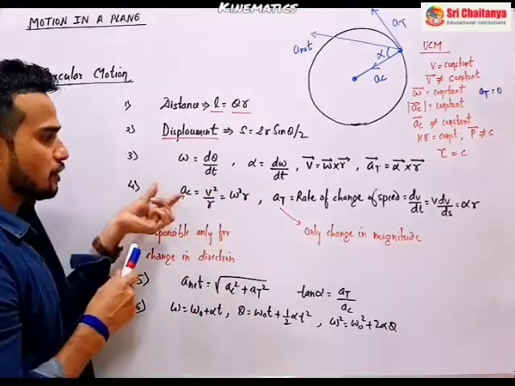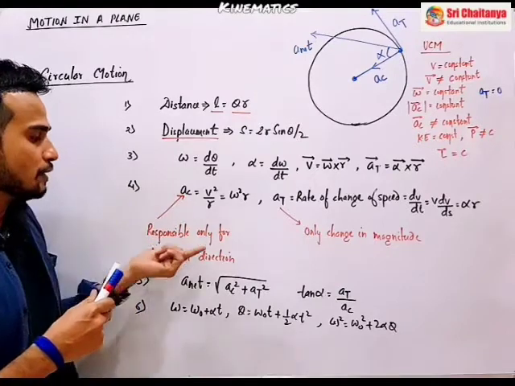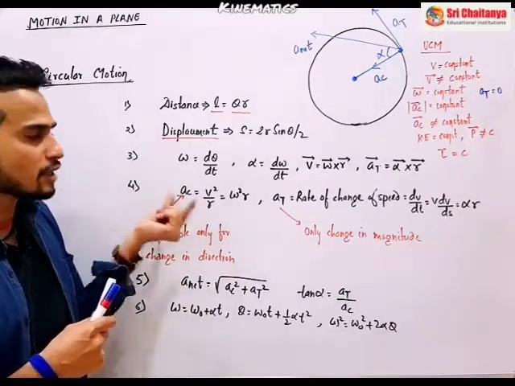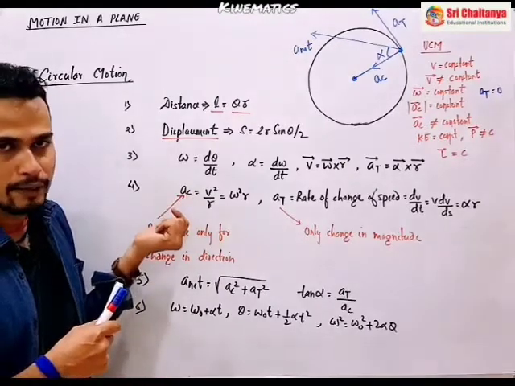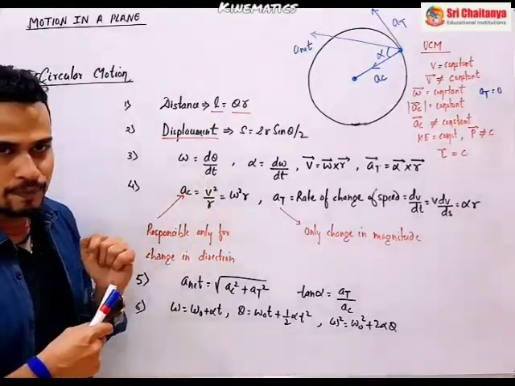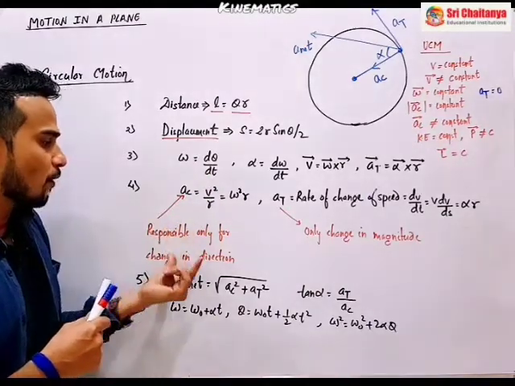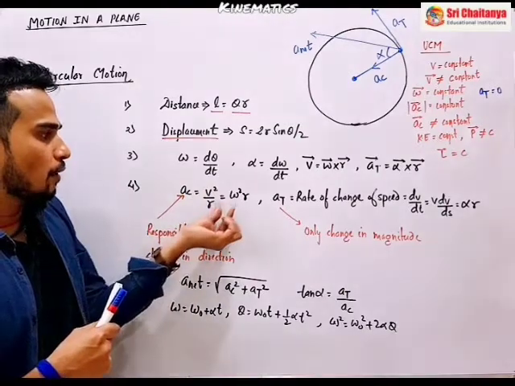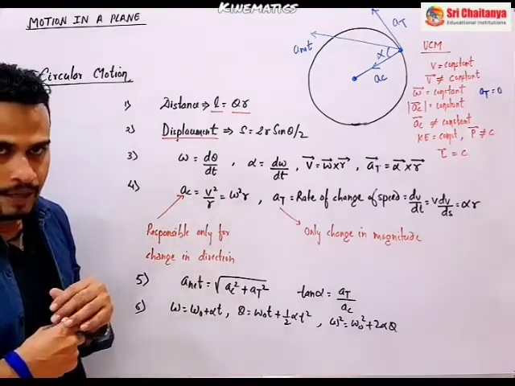One acceleration is responsible only for change in direction, that is your centripetal acceleration. So you tell me what centripetal acceleration does on a circular path. Centripetal acceleration will change the direction of velocity. So AC is responsible only for change in direction. Its value will be v square by r, or you can write omega square r.